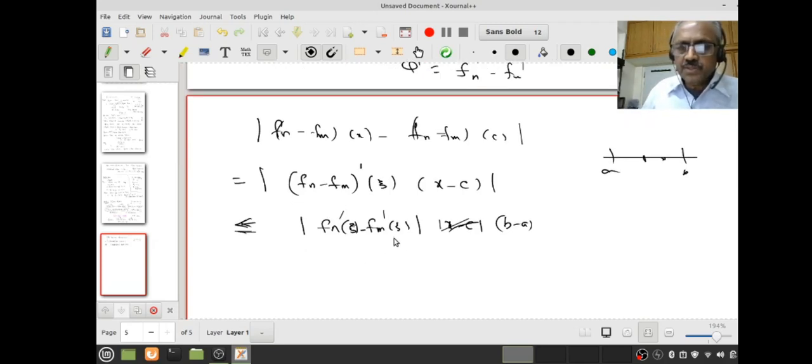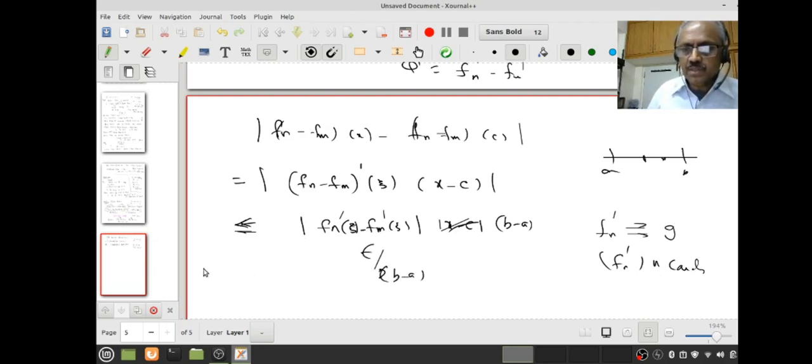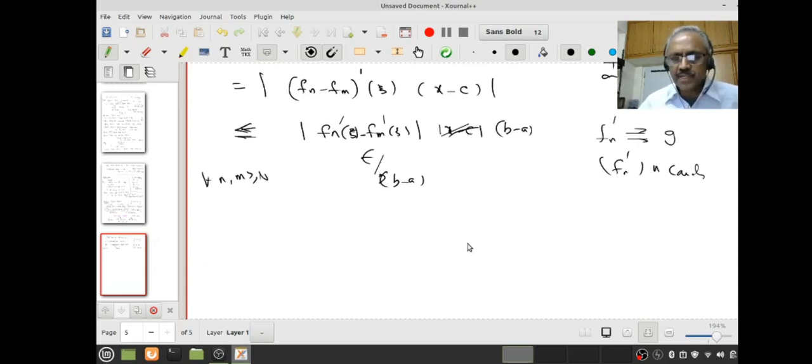But what do I know about this? Do I know how to estimate this? So this is a constant now. Do I know how to estimate this? Yes, because fn' is Cauchy. Because fn' converges uniformly to g, therefore in particular fn' is uniformly Cauchy, right? Therefore I can make sure this is less than something like epsilon by (b − a) if you want, for n and m greater than or equal to capital N. Are you following? Therefore it gets cancelled.